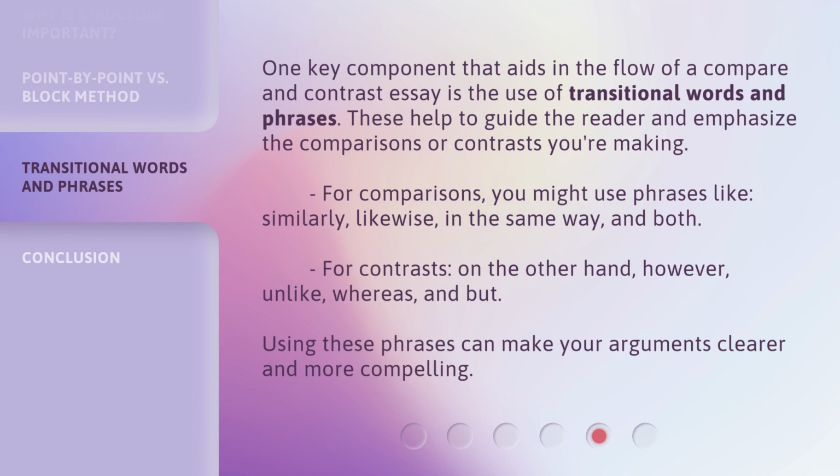One key component that aids in the flow of a compare and contrast essay is the use of transitional words and phrases. These help to guide the reader and emphasize the comparisons or contrasts you're making. For comparisons, you might use phrases like similarly, likewise, in the same way, and both. For contrasts, on the other hand, however, unlike, whereas, and but. Using these phrases can make your arguments clearer and more compelling.